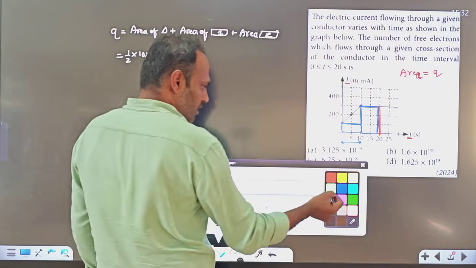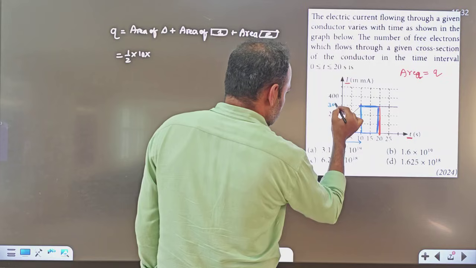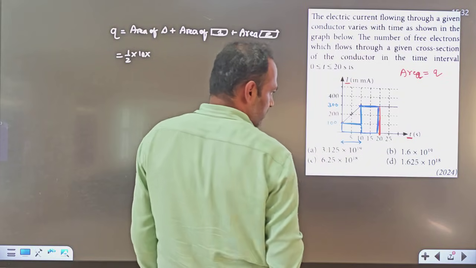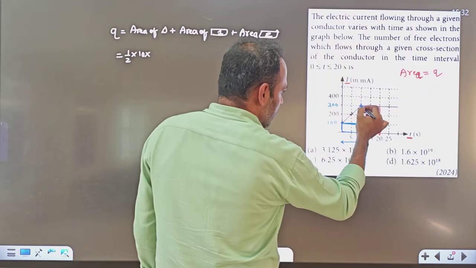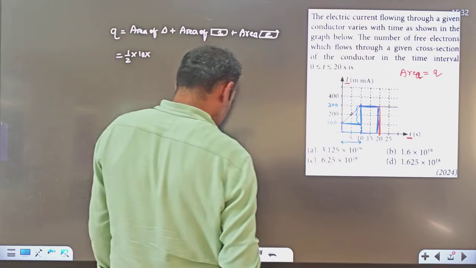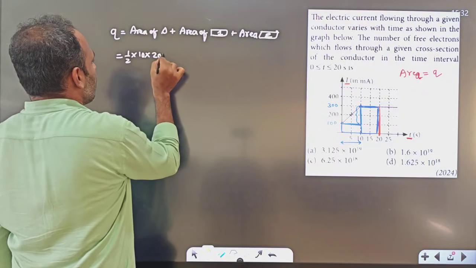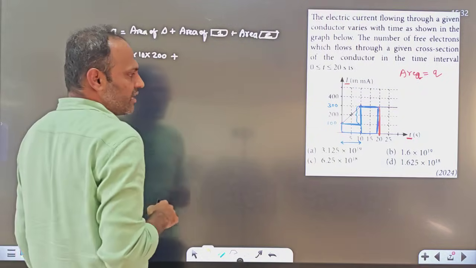Here we have 200, this is 400. Then what is this? This is 300. What is this? This is 100. We want this value. So how much is this? 300 minus 100 means it will be 200. So this is 200, plus area of rectangle, length into breadth.